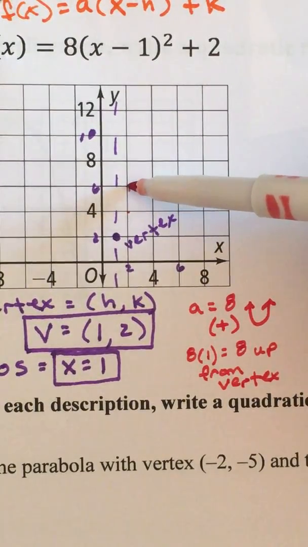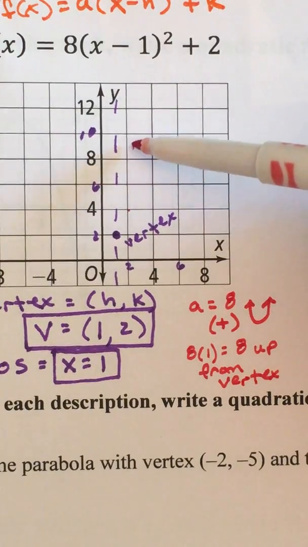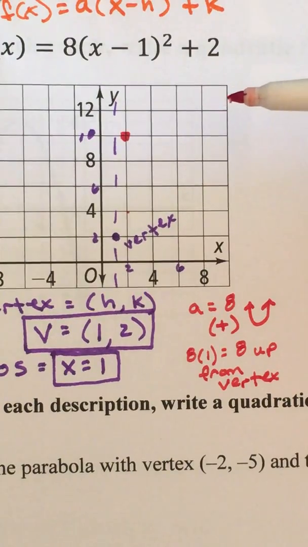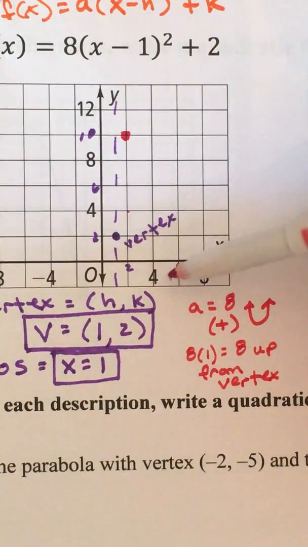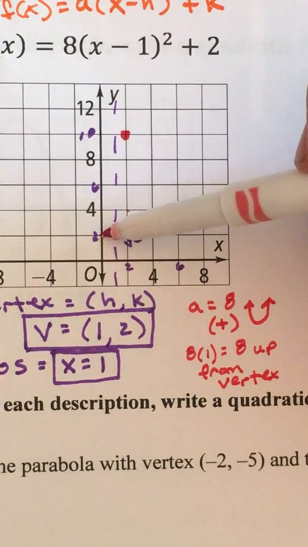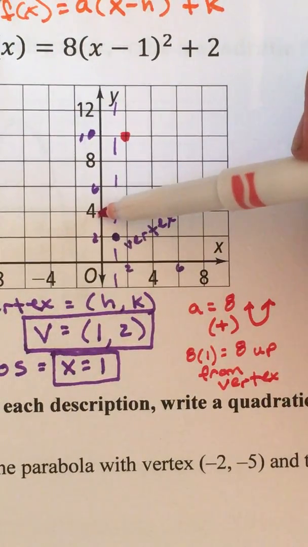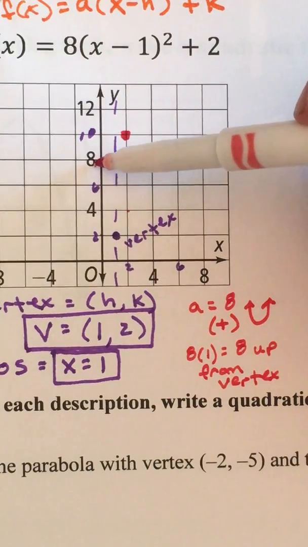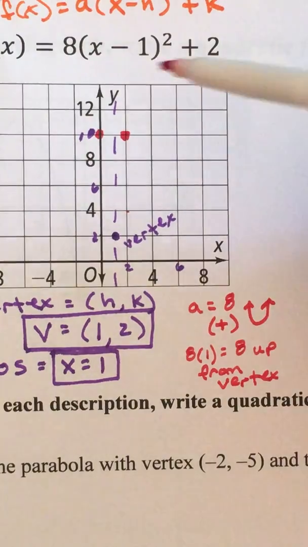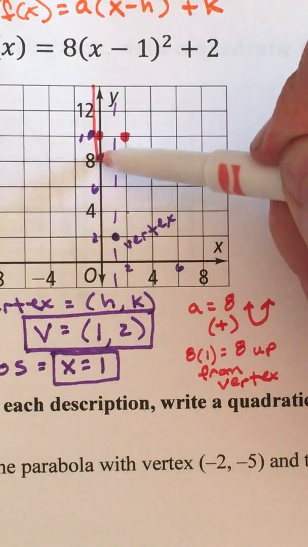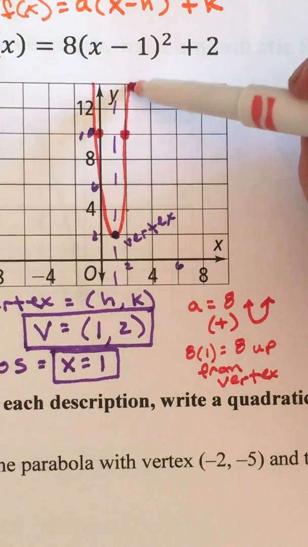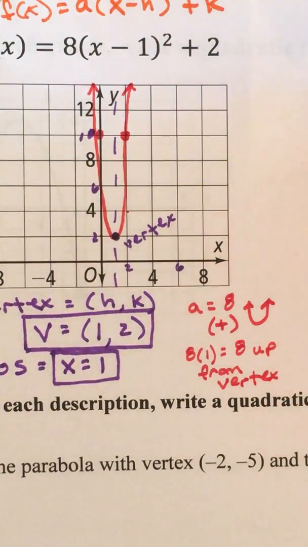2, 4, 6, 8. Wow, this is tall and skinny. Don't I wish I was tall and skinny? Let's go to the left, 1 unit, and go up 8. 2, 4, 6, 8. There we go. I didn't even have to draw our t-table, so we're getting some new skills.